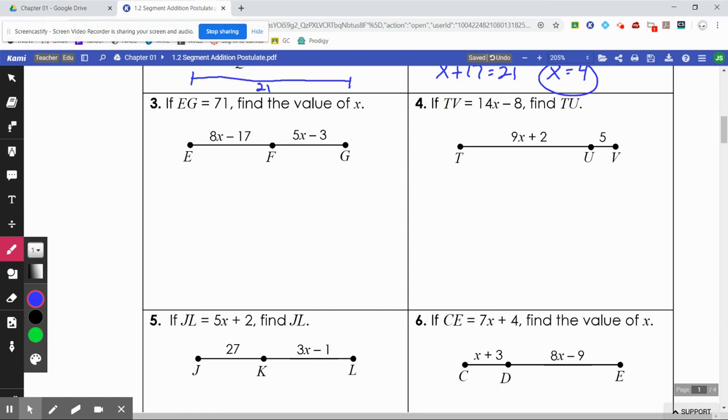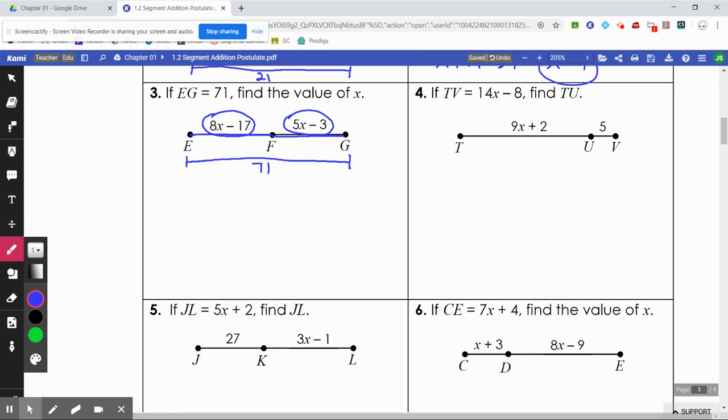If EG is 71, the distance from E all the way to G would be 71. EF here has a distance of 8x minus 17. F to G is a distance of 5x minus 3. Now we're going to be doing lots of algebra in geometry, and this is our start here. How are we going to piece that together?